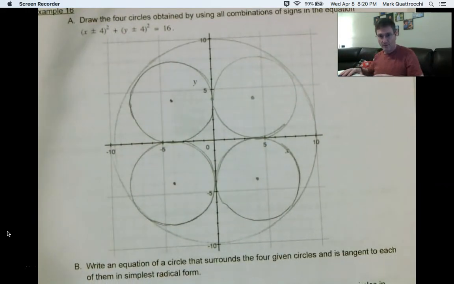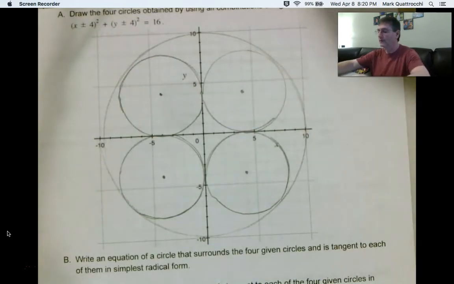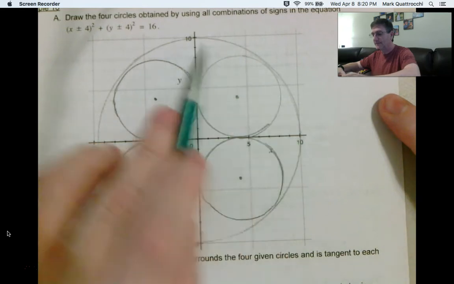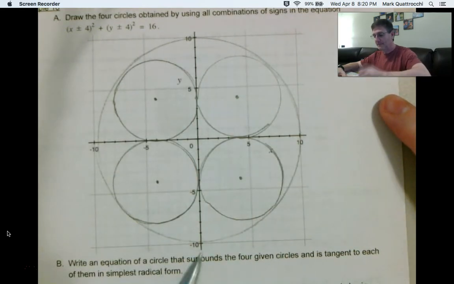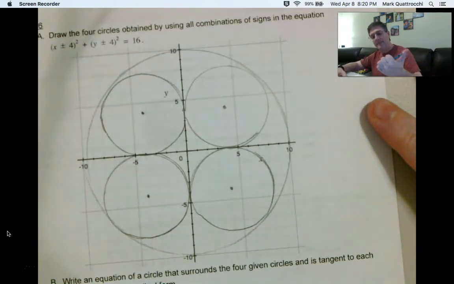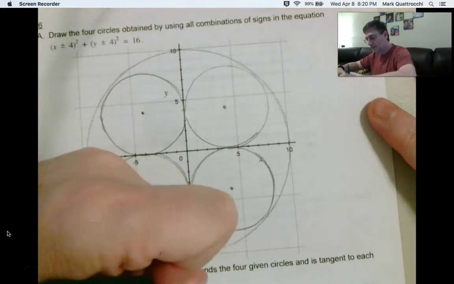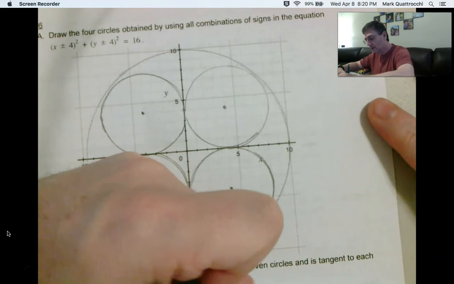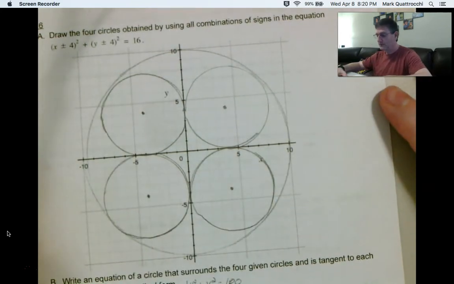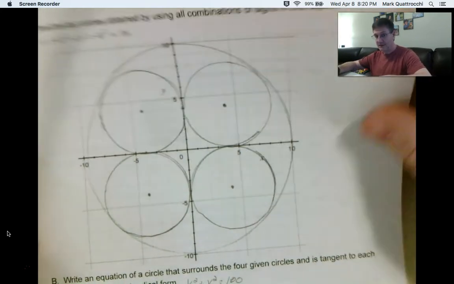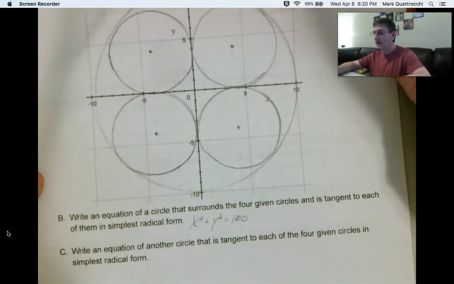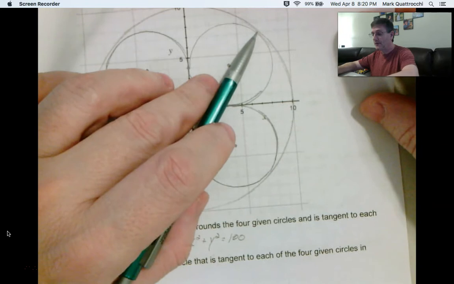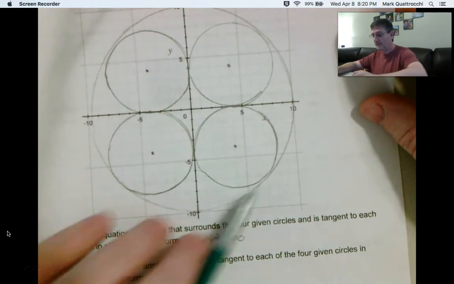What we're looking for. And what do we notice when we do that? What do we get for a radius? We get x squared plus y squared equals 100. An equation of a circle that surrounds, that's tangent to each one of them. And you can test that to see if these points end up on these circles.